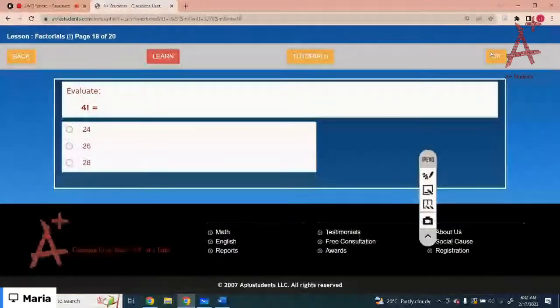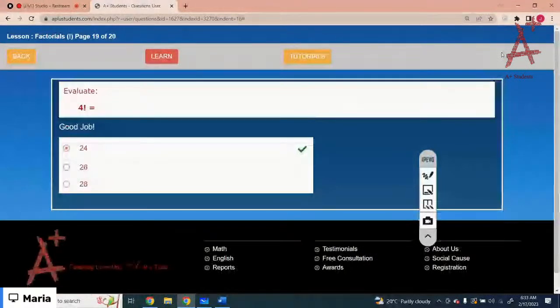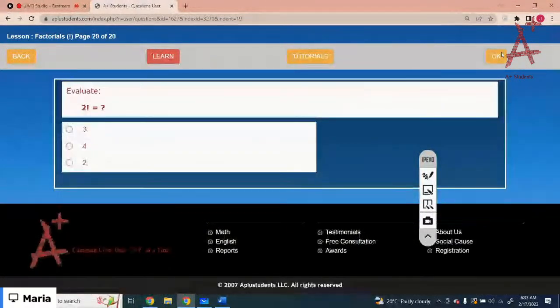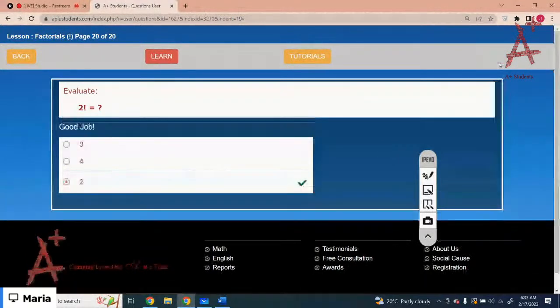Okay, the next one is 4 factorial. So 4 factorial is 4 times 3 times 2. It is 24. Okay, the next one is 2 factorial. So 2 factorial equals 2. Okay, we are done with the test.